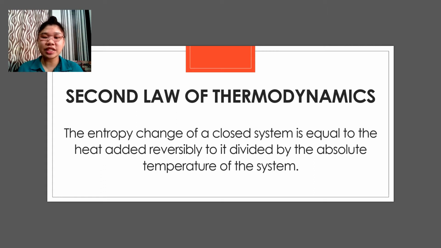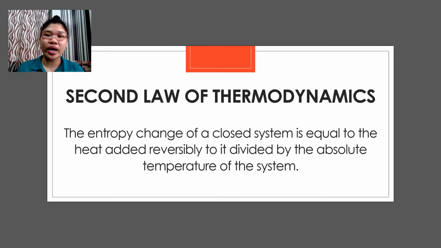So I will be stating the second law of thermodynamics. It goes like this: the entropy change of a closed system is equal to the heat added, that is Q or QA, because we termed QR for heat rejected. Again, the entropy change of a closed system is equal to the heat added reversibly to it, divided by the absolute temperature of the system. So meaning heat over temperature.